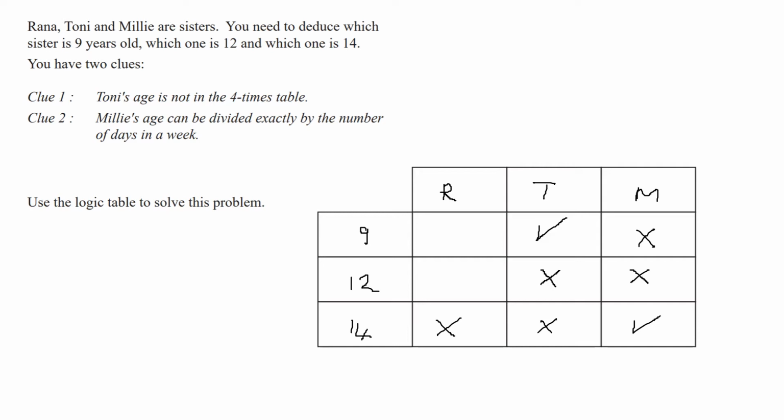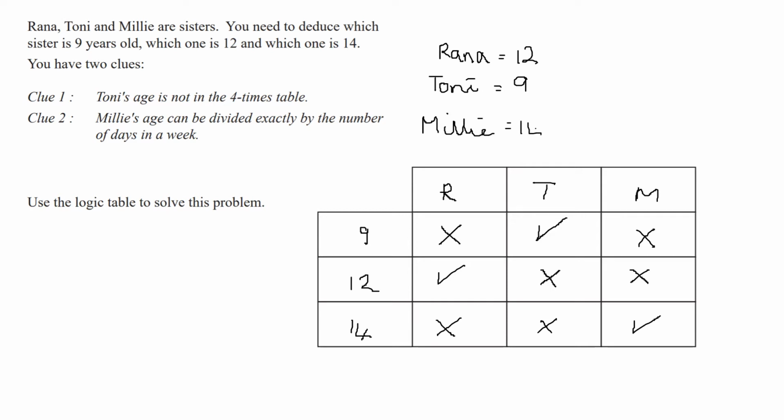Because Tony's 9, we've already said here that Millie isn't 9, and we can also now say that Rana isn't 9. So that leaves Rana as being 12. So we've worked out that Rana is 12, Tony is 9, and Millie is 14. And that's what logic's all about.